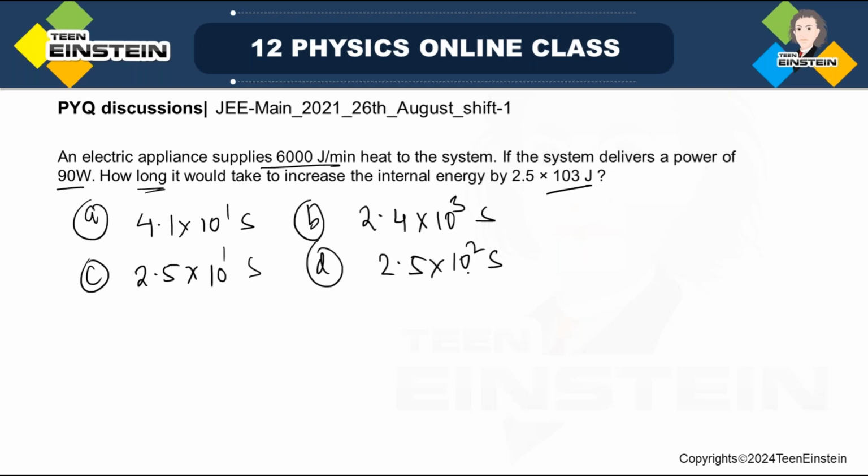So we have to find out the answer for this. So what would be the answer for this? How to solve this problem?